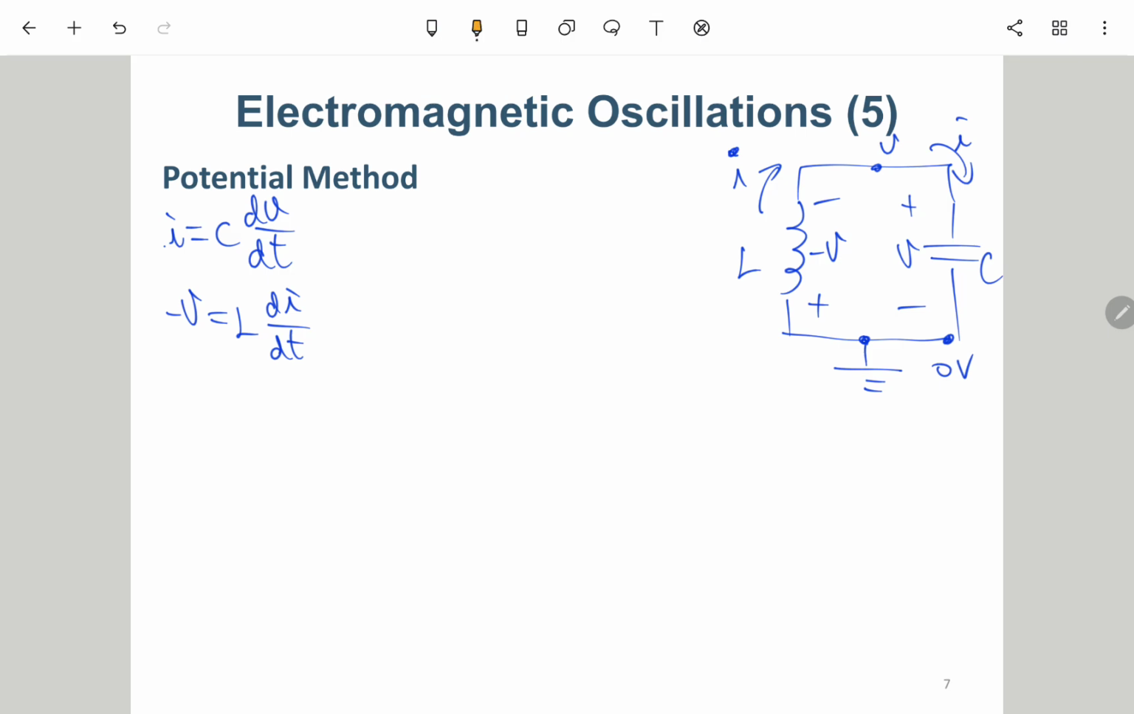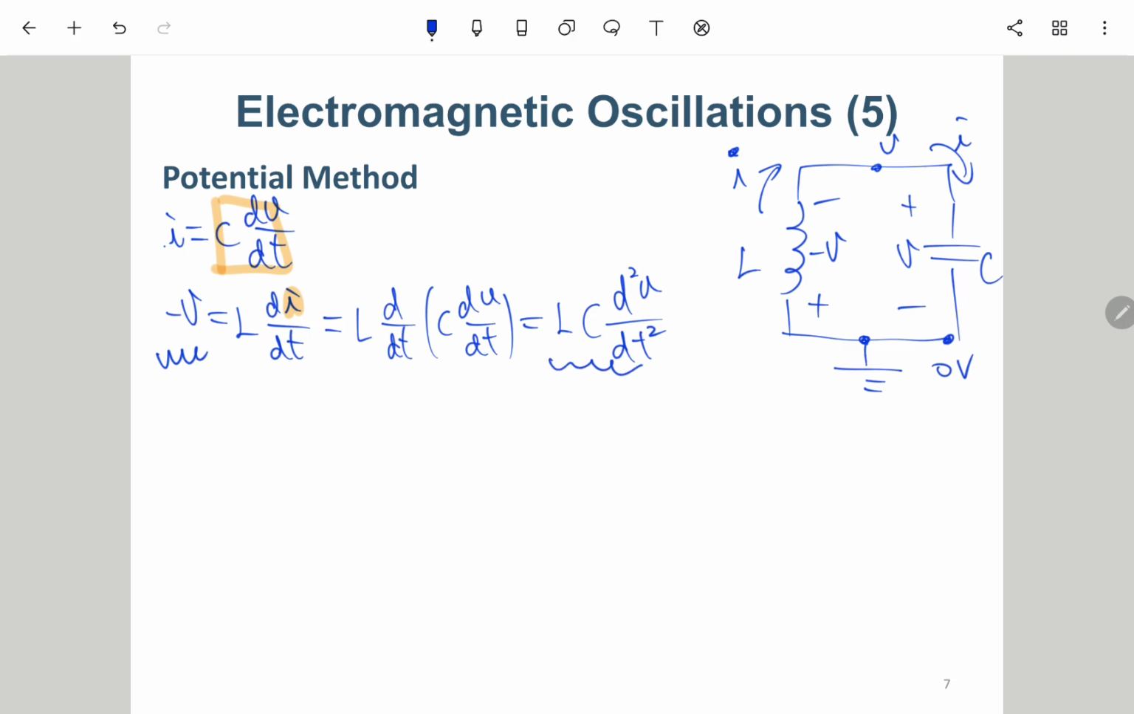So we can put this thing to here. We have L d/dt, and then C dV/dt. C is a constant, so we put it outside. So we have LC d²V/dt². Then we slightly rearrange: we move the negative V to the other side and divide by LC on both sides. So we have d²V/dt² plus 1 over LC V equals 0.